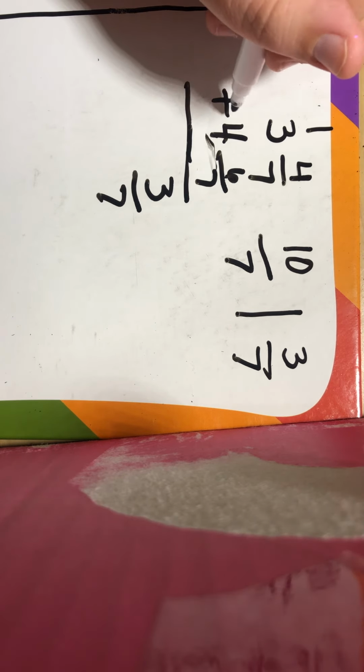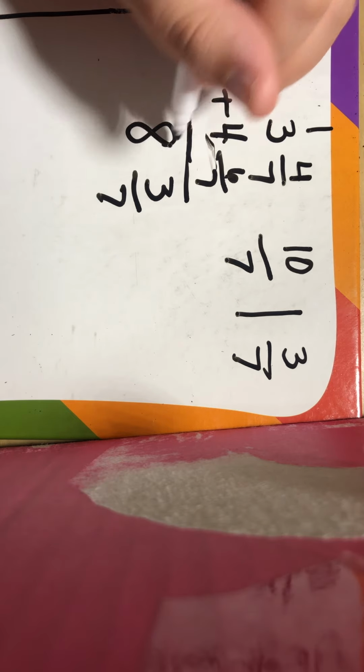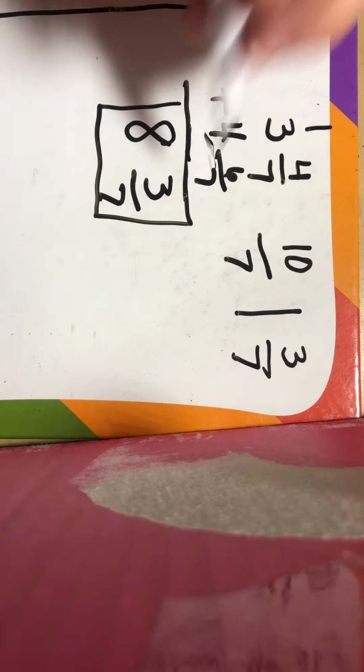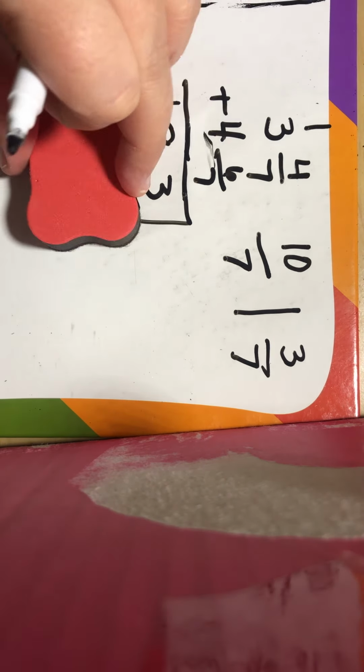And so 1 plus 3 plus 4 is 8. So our final answer will be 8 and 3/7 because the fraction is in its lowest possible form.